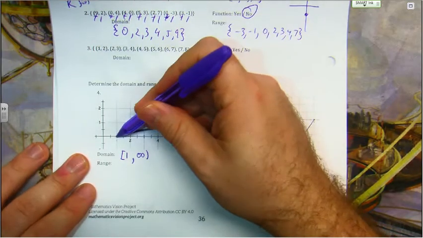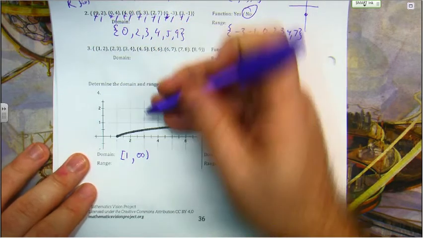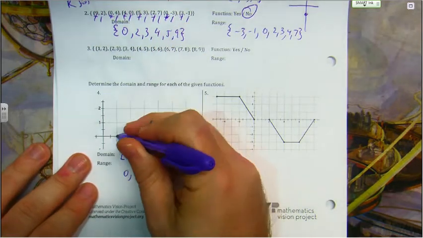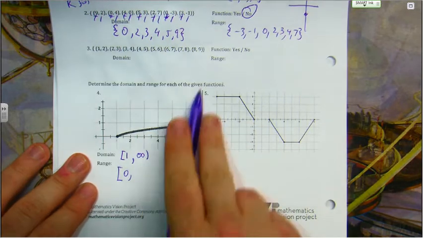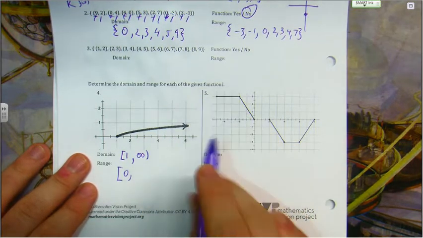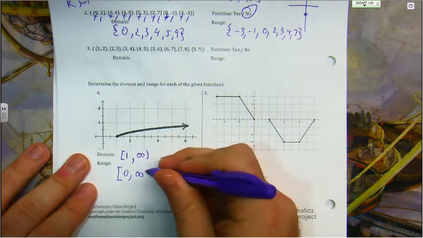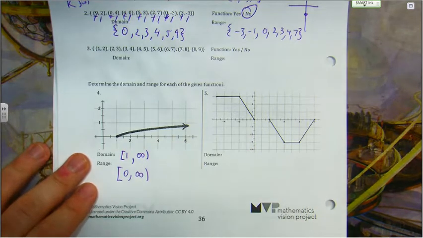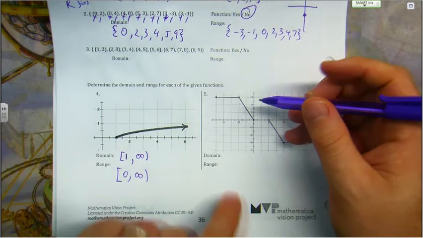Range, the lowest y value is a 0. And it's a dot, so I can put a bracket. And then this will continue, the arrowhead tells me it's going to continue on going up, so that will also be to infinity with a parentheses. Let me do this next one.